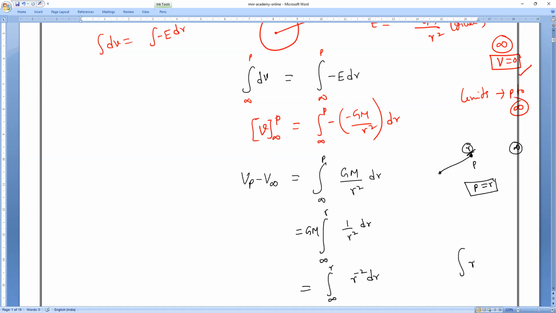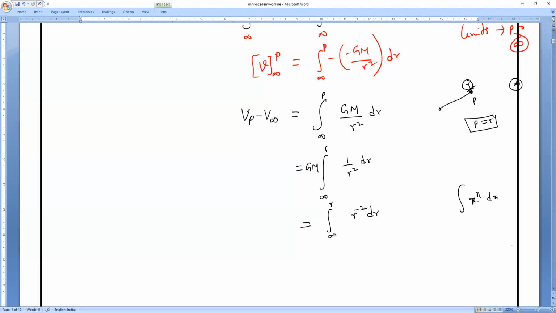Can you tell me the integration of X power n dx? What is the formula? Anybody? Tell me, integration of 1 by R square dr. What will happen? Integration of R power minus 2 into dr, which is equal to what? What is the formula, guys? Integration of x power n is x power n plus 1 divided by n plus 1.